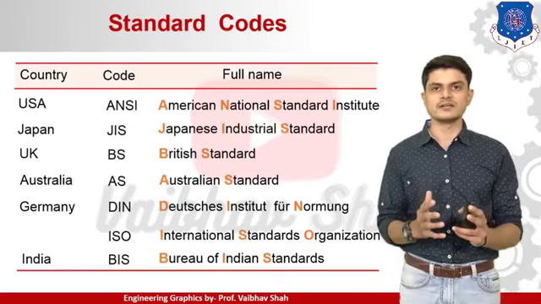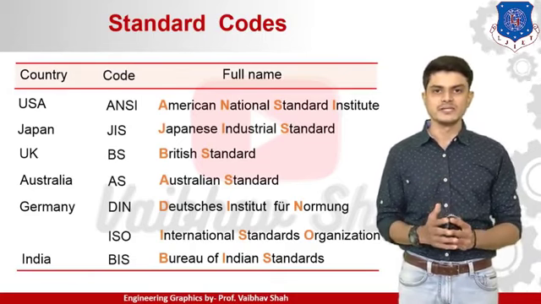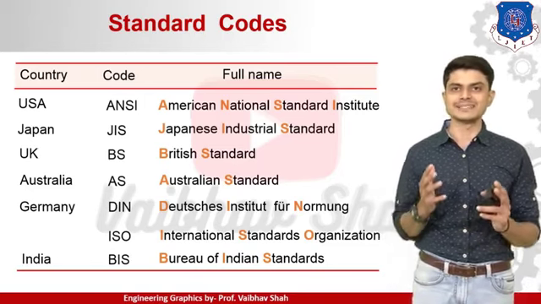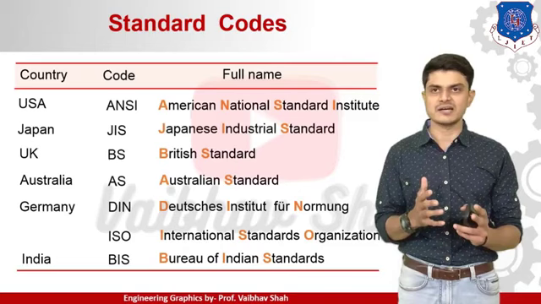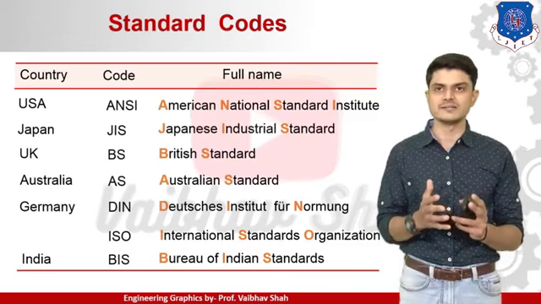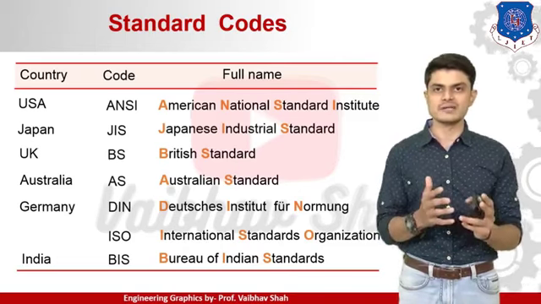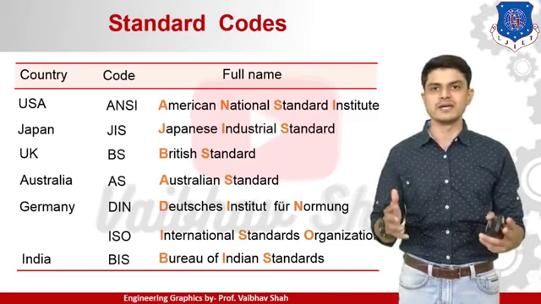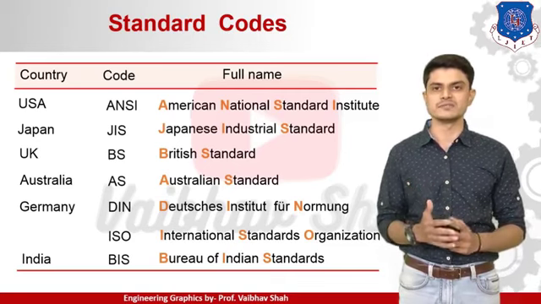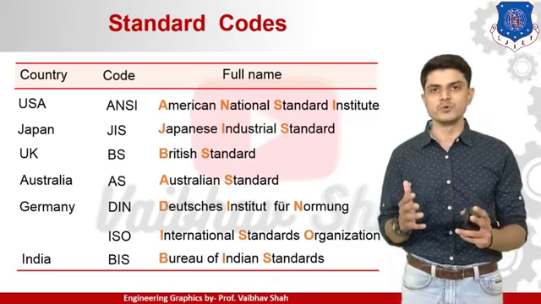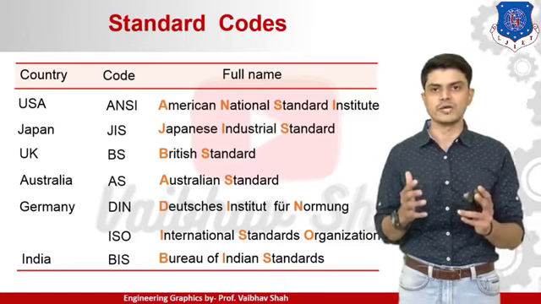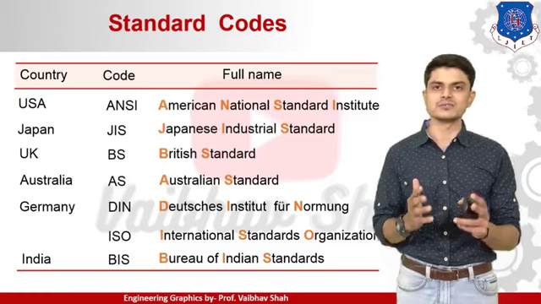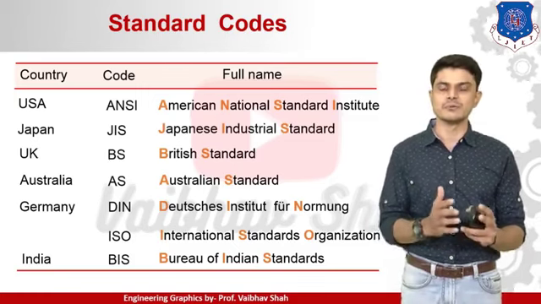Now, we'll be using certain drawing standards throughout the drawings. Let us see a few of the standards followed in different countries. In the USA there are ANSI standards, in Japan JIS standards, in the UK BS standards, in Australia AS standards, in Germany DIN standards, and also ISO standards. But we are mainly focused on the Indian standards, known as BIS standards, Bureau of Indian Standards. We'll follow the Bureau of Indian Standards throughout this subject to draw any technical drawing for engineering purposes.